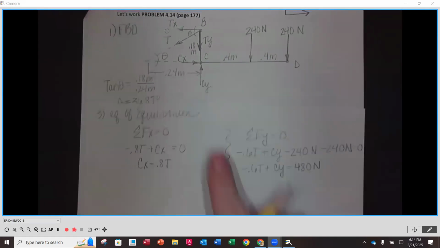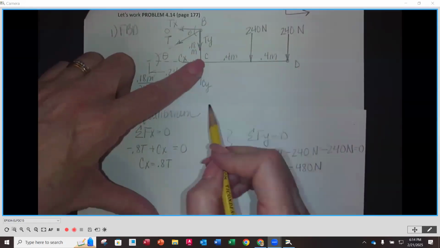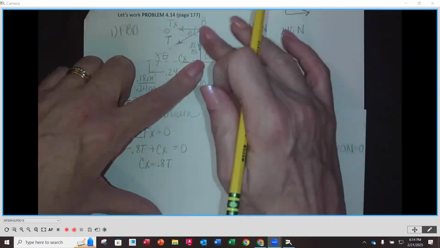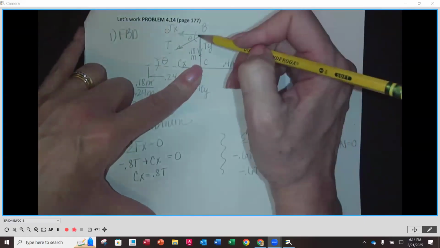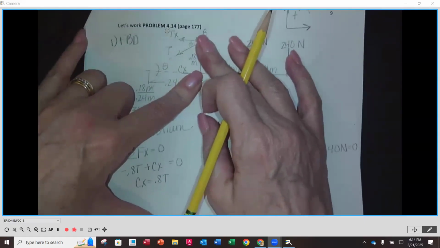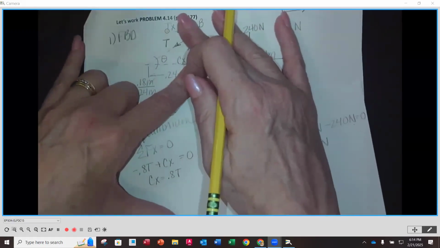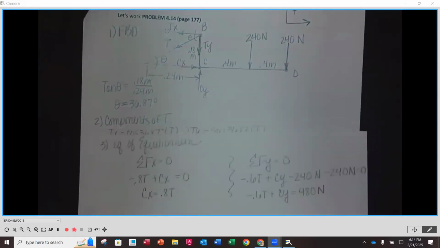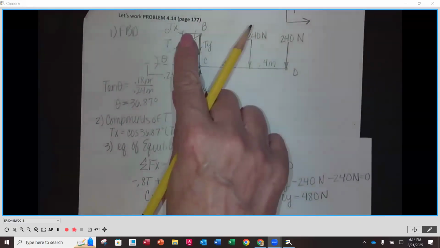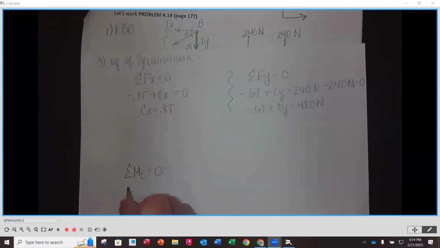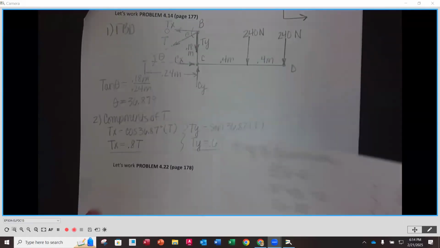So I'm going to put my finger on C. That means that I'm taking out CX and CY. And I'm going to start up here. If I look at TY, it moves right through that point, so there is not going to be rotation. But TX does rotate. So that means that I'm going to have TX, the magnitude of the force. TX is 0.8T.